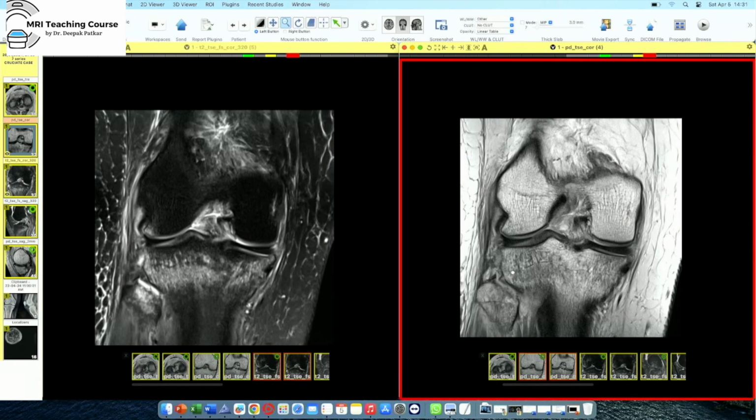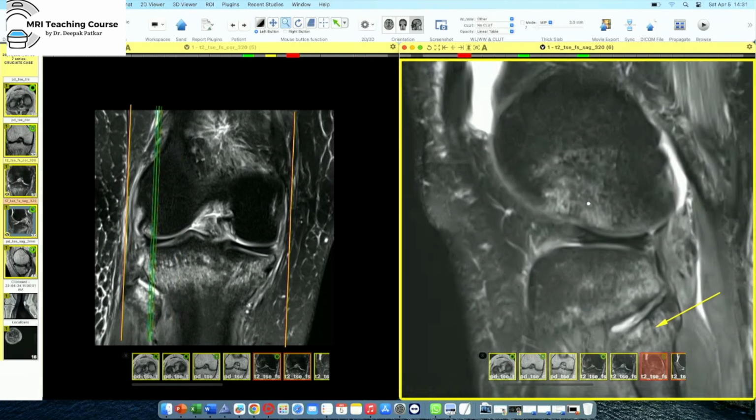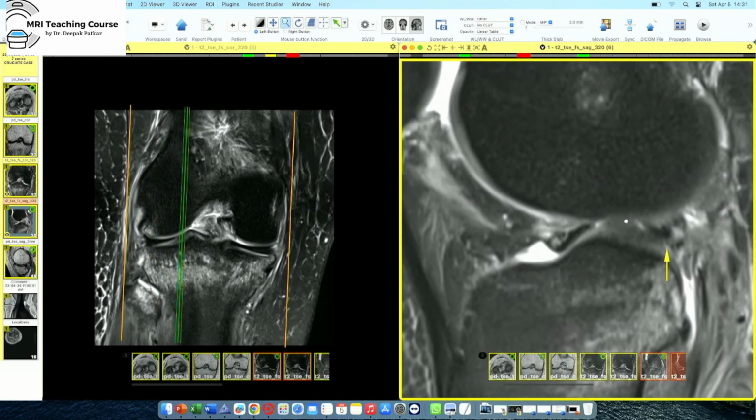And you can see this area, all this area where there is a hyperintense signal, this is a part of the arcuate ligament complex. So let's look at the posterolateral capsule as well. So here, this is the posterolateral capsule. You can see that it's appearing fuzzy. There is a lot of edema. So there is a posterolateral capsular injury as well.